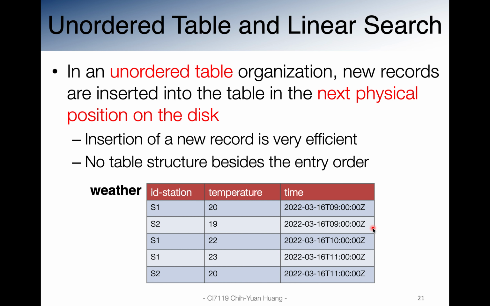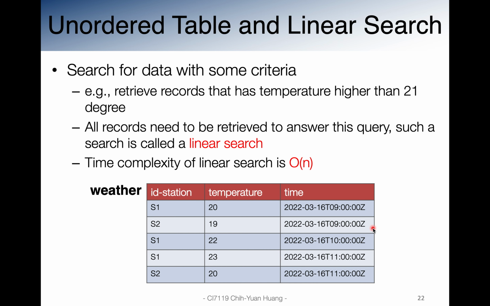Based on this unordered table, if we are going to query some data, for example, if we want to retrieve the records that have a temperature higher than 21 degrees, we want to find all the records that satisfy the temperature reading higher than 21 degrees. As we can see from this table, two records satisfy this condition. So the answer we want is these two, the third and fourth one.